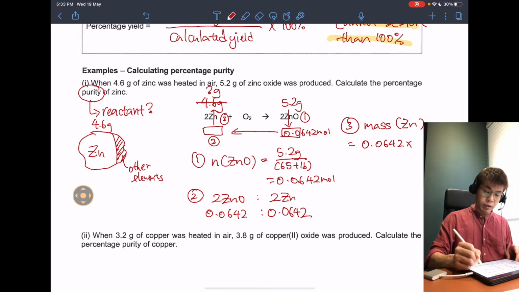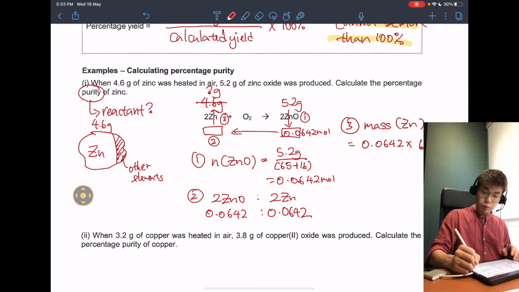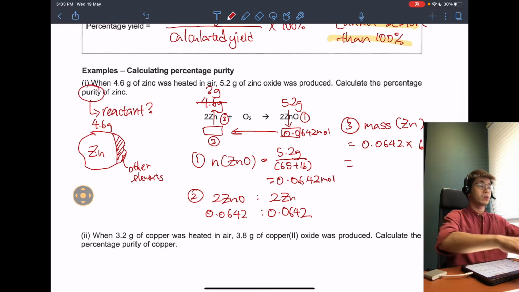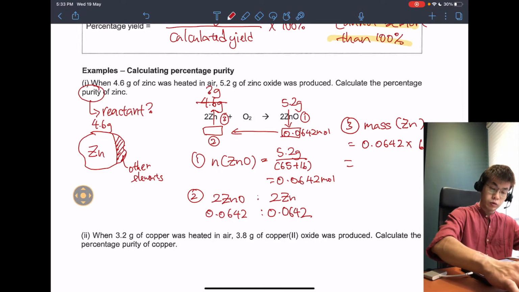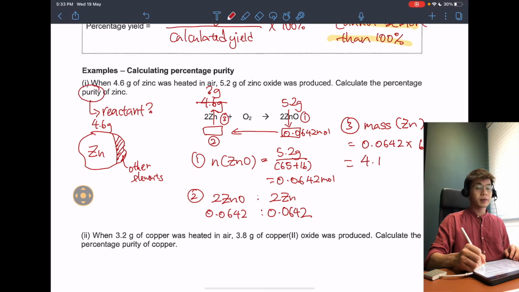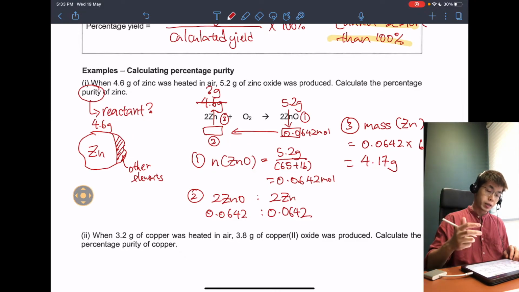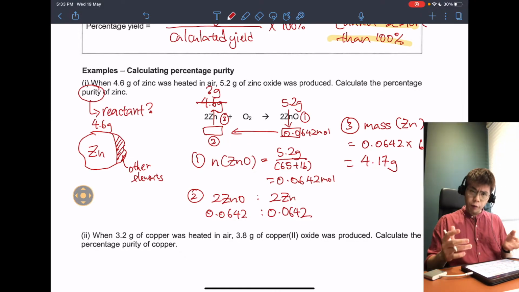So it's equals to 0.0642 times the MR of zinc. We are ignoring the 2 because that is what we're supposed to do. So I have 0.0642 times 65. So 4.17 grams. So 4.17 grams of pure zinc, but I'm given total 4.6 grams.